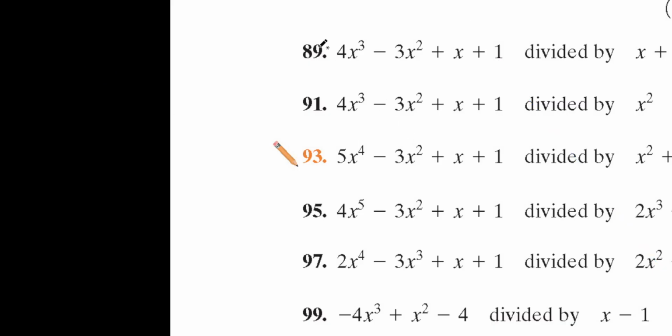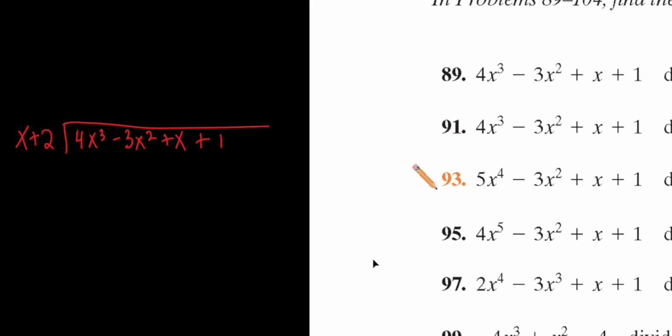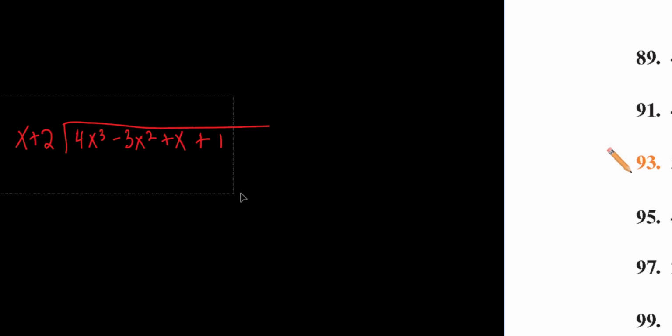All right, so let's do 89. So I've got 4x cubed divided by x plus 2. So my x plus 2 is going to be on the outside. Oops, let's make that a little bit nicer. And it's not much better. And then I got this. I got 4x cubed minus 3x squared plus x plus 1. All right, let's take this and scooch it over.